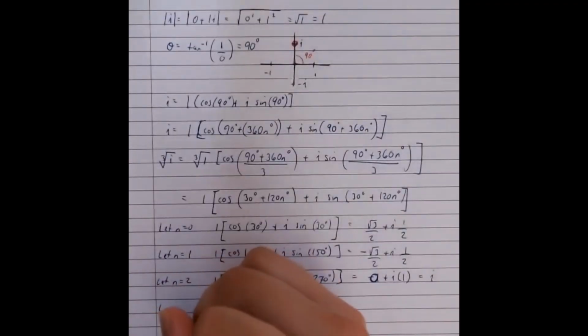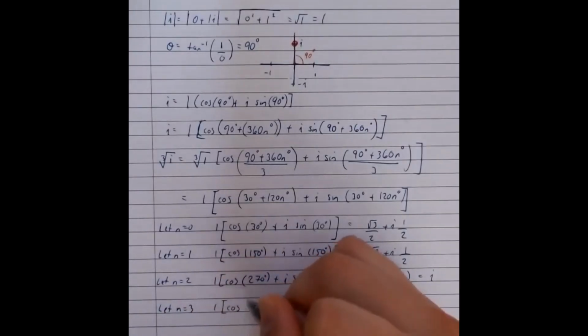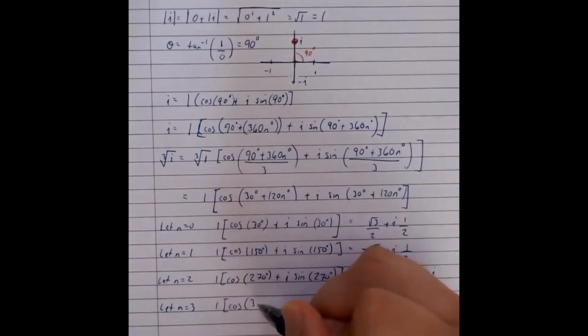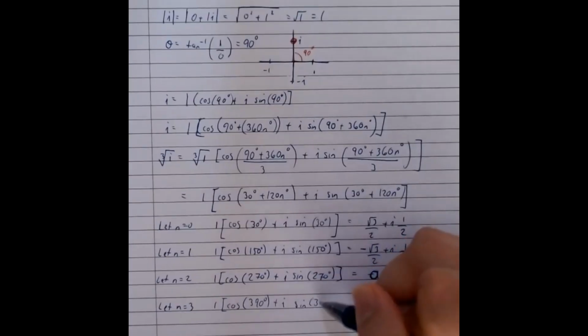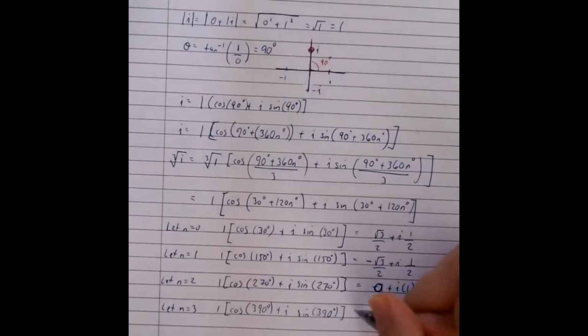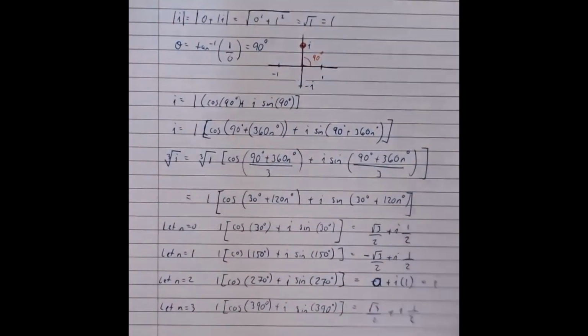Well, it looks like I have a bunch of answers. Let's keep going. Let's say n is equal to 3. Well, that's going to be 1 times the cosine of, if I take 3 times 120, that's going to give me 360, plus 30. Well, that's 390, plus i sine of 390 degrees. The cosine of 390 degrees is root 3 over 2, plus i times the sine of 390 degrees, that's 1/2. Oh, but that one's not different anymore. Look, that's the same as this one.